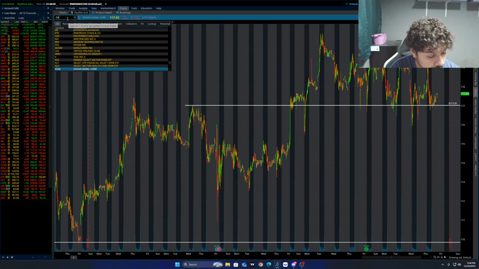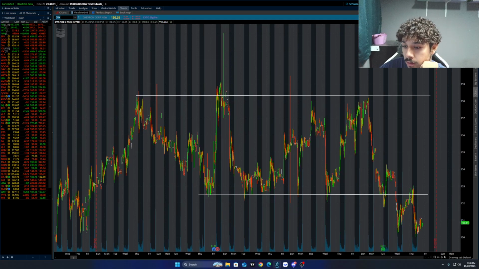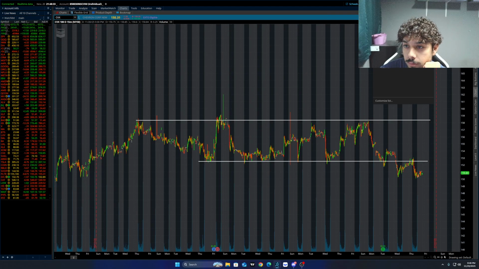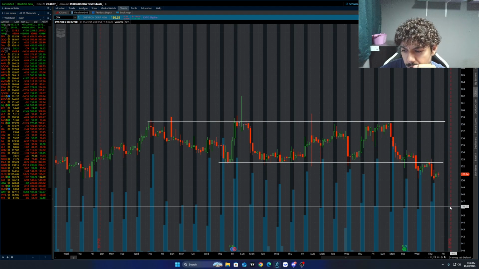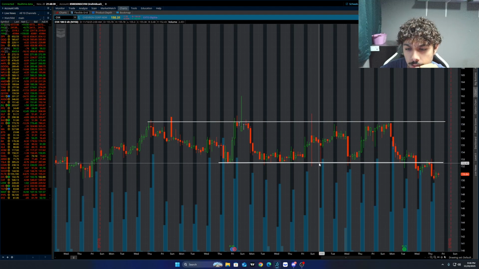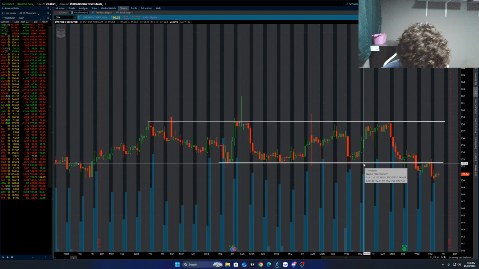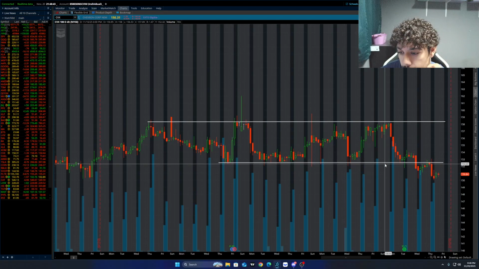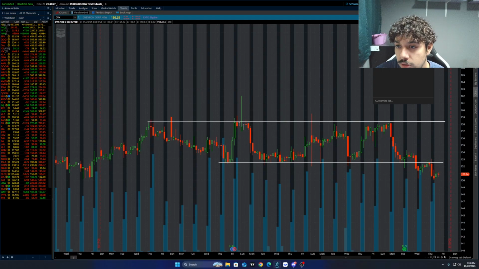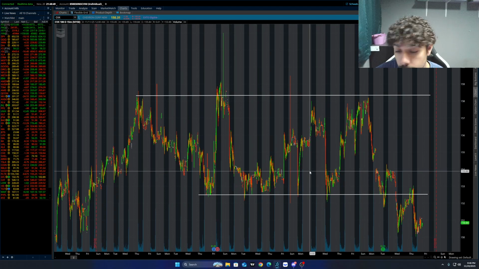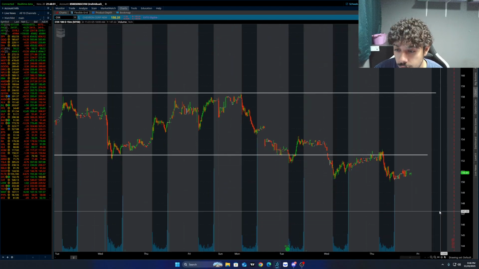So CBX. What did we say about this? Okay, I think we said this was support, right here. And anything below that level is a short, because the whole market was already moving down. So we take a closer look.